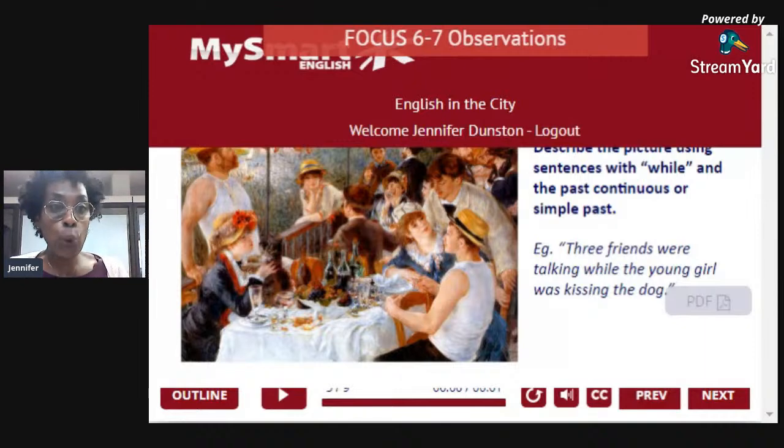And since we know already that we use while with past continuous, so we use while with long activities, we use when with short activities, we want to construct phrases that mix long activities and long activities, or a long activity and a short activity. And if you can, even a short and a short. Let's come up with some phrases that describe this picture using past simple and past continuous.